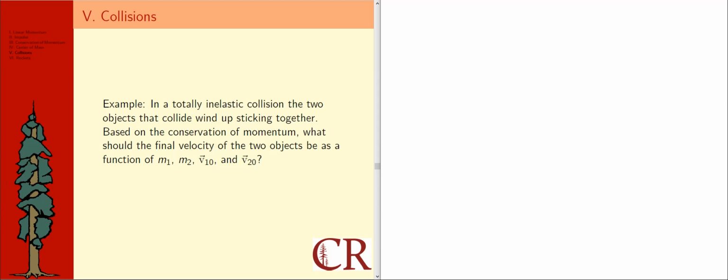In a totally inelastic collision, the two objects that collide wind up sticking together. Based on the conservation of momentum, what should the final velocity of the two objects be as a function of m1, m2, v1 naught, and v2 naught? So let's imagine that we have object m1 here, and maybe here is its target, object m2, and they're going to collide together and stick.